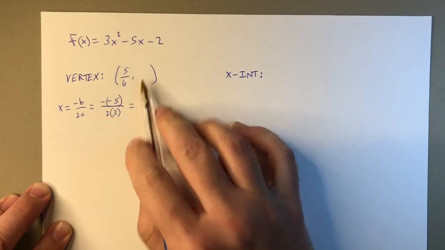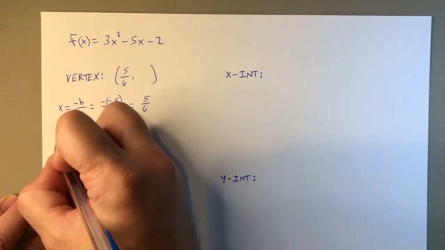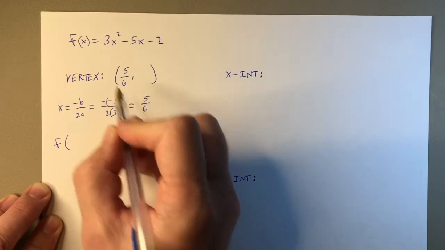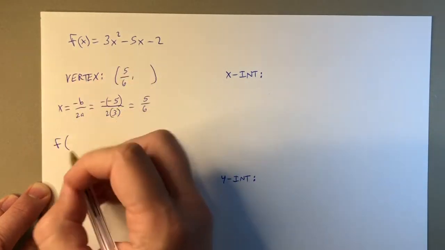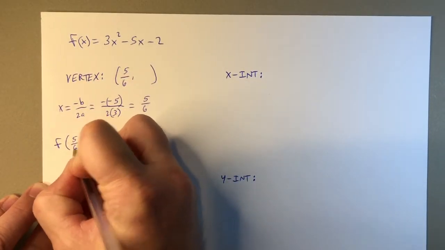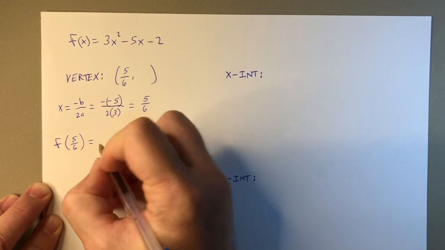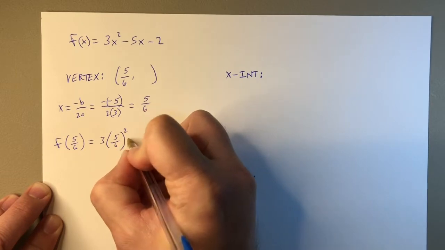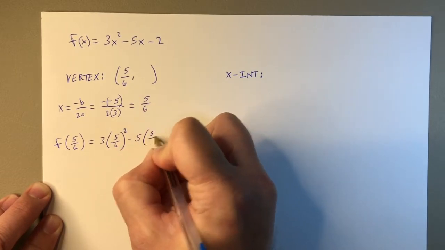So I now know my x-coordinate is 5 over 6. All I have to do now is come up with my corresponding y value. And to do that, you just plug in the x, 5 over 6, into every x in the given function to figure out the corresponding y value. So you would get what here? Well, you can just use your calculator if you wish. Probably be a good route to take.